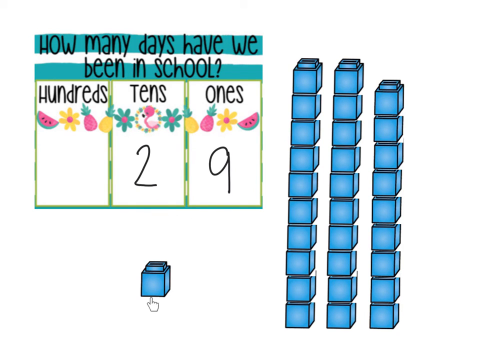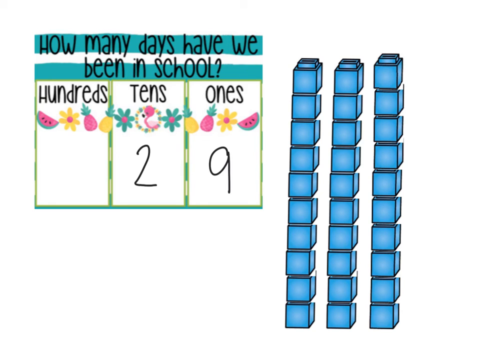Okay, so here's my extra linking cube. If I add it, do I add it to one of the towers of 10 or to the extras? I'm going to add it to the extras. All right, now let's count the extras and see how many we have in here. 1, 2, 3, 4, 5, 6, 7, 8, 9, 10. Oh my goodness, I have 10 extras. That means I have another tower of 10.